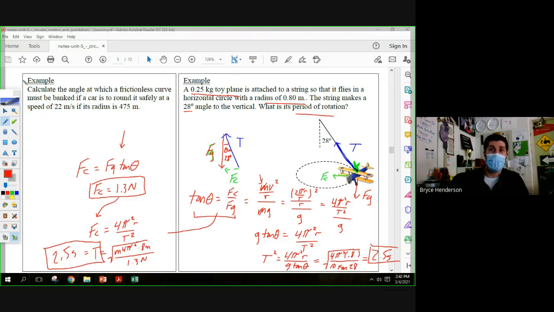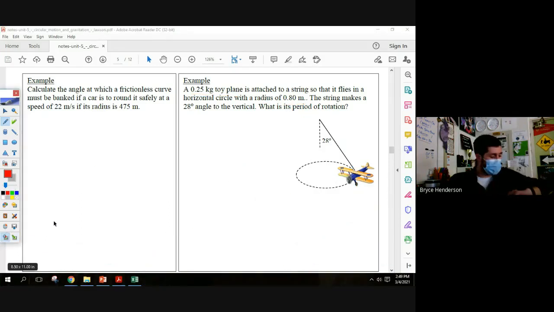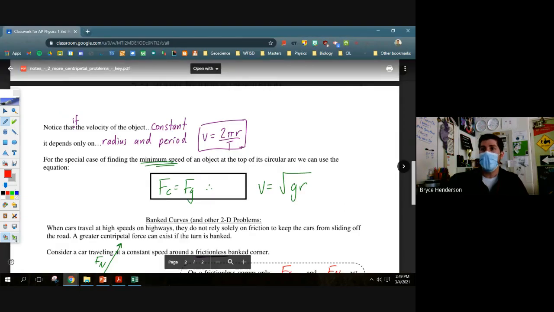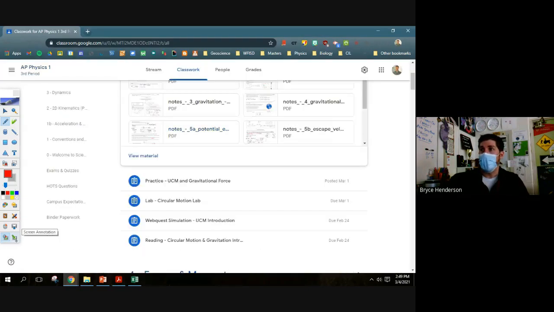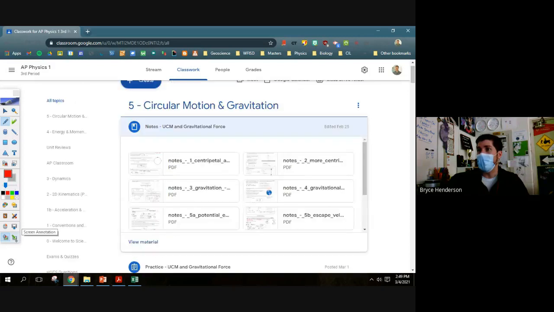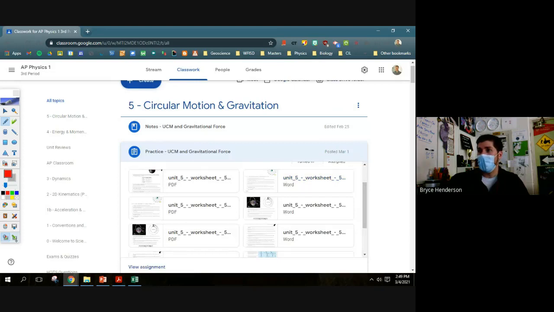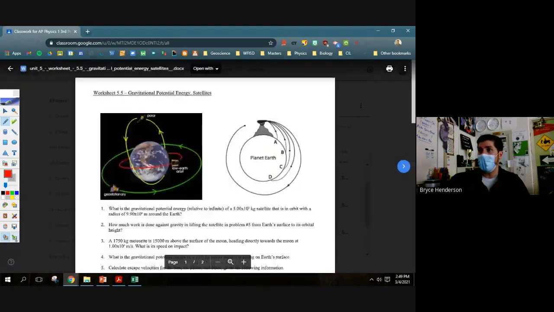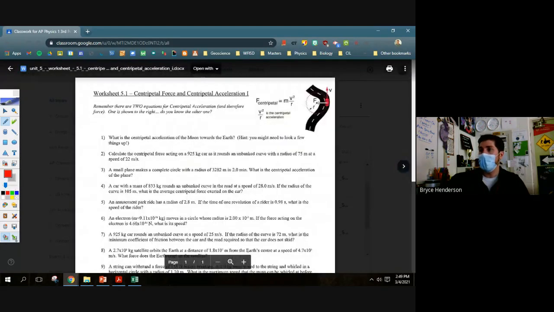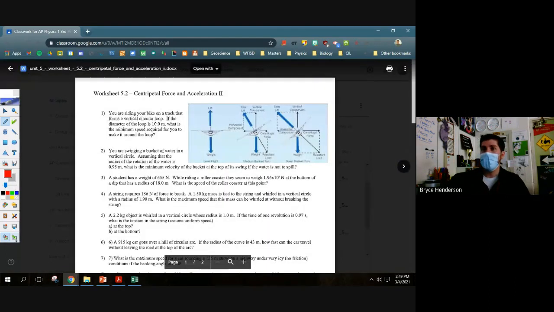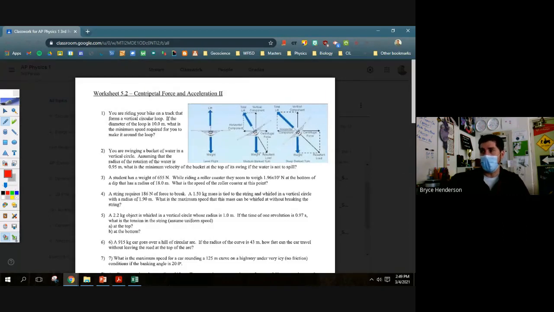If you want a different example, you can go look at that frictionless curve one. You're welcome to look at it, it's online. But what I'm going to give you for the rest of this period, which is about 15 minutes, is time to practice, because that's the number one thing that helps you be smart. I posted all of the practice problems in one post to make it easy: Practice UCM and gravitational force. The ones you're looking for are 5.1 and 5.2. 5.1 is posted in PDF and Word format. 5.2 is the one that's a little harder.